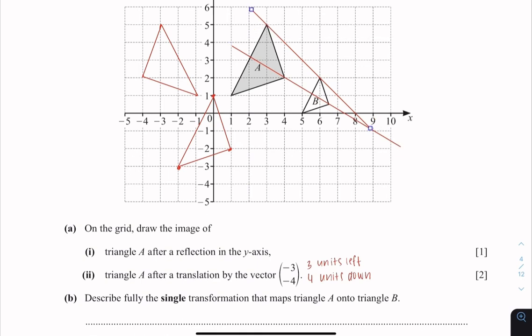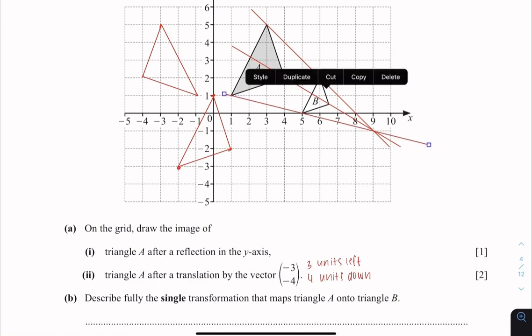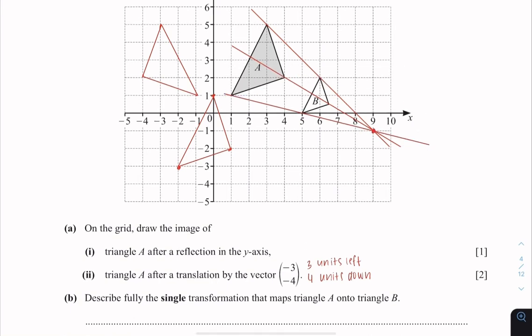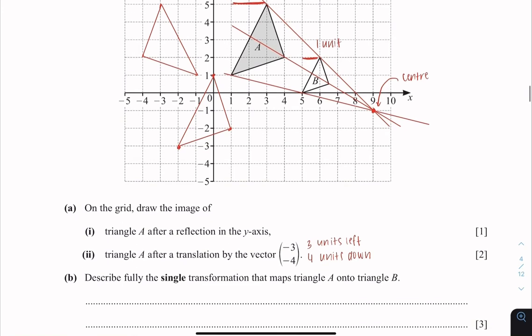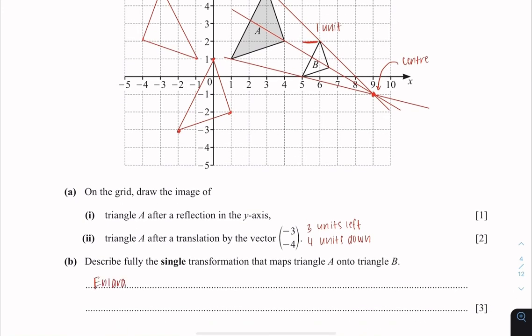So clearly this is an enlargement. Right now I'm just connecting the lines to find the center. So the center is over here. And now let's find the scale factor. So that's 1 unit and that's 2 units. So from A to B you have to divide by 2. So your answer would be enlargement with the scale factor 1/2 and center (9, -1).